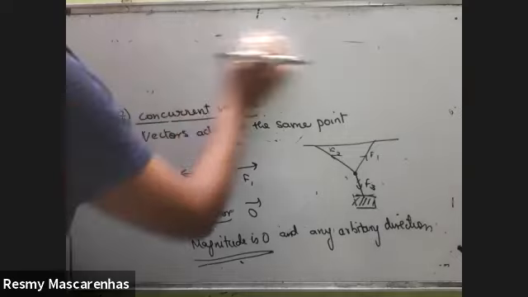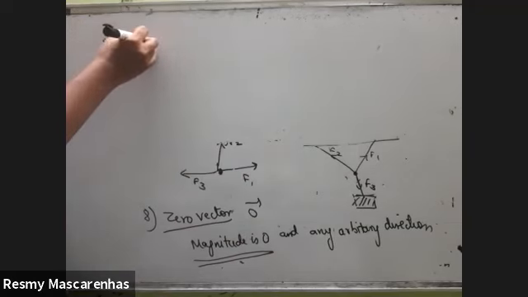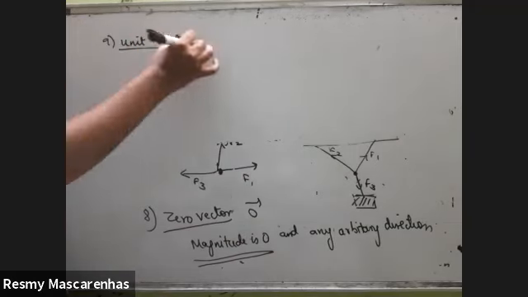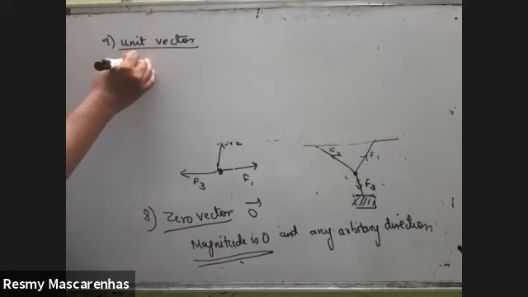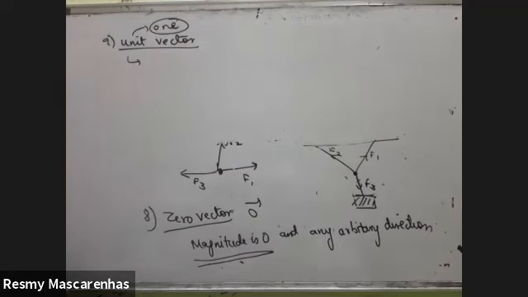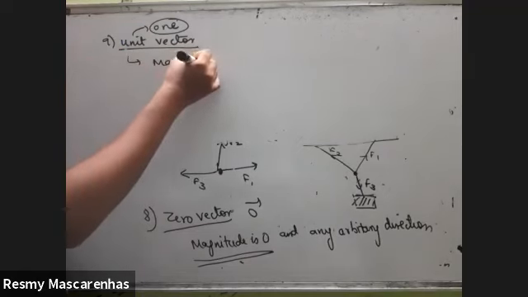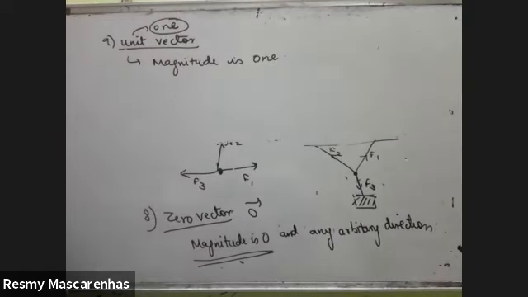Next one is a unit vector. Unit means always 1, you know that. From the word itself, unit means always 1, 1 unit. So magnitude is 1. If the value of that vector is always 1, then it is called a unit vector.